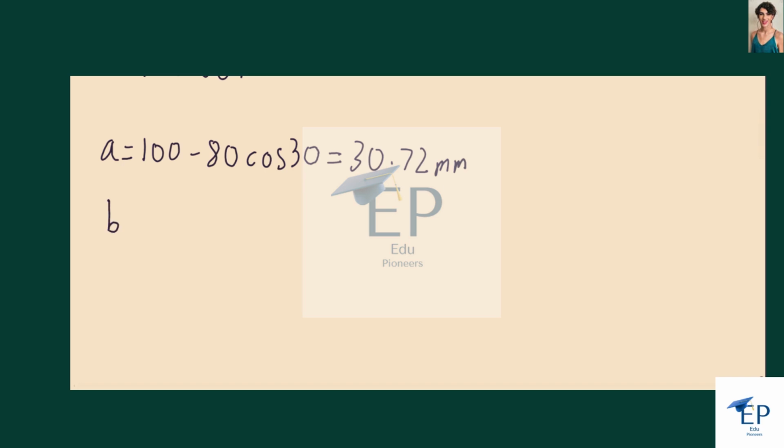For the length B, this will be equal to the length A divided by the tangent of 30 degrees. And this will give us a length of 53.21 millimeters.